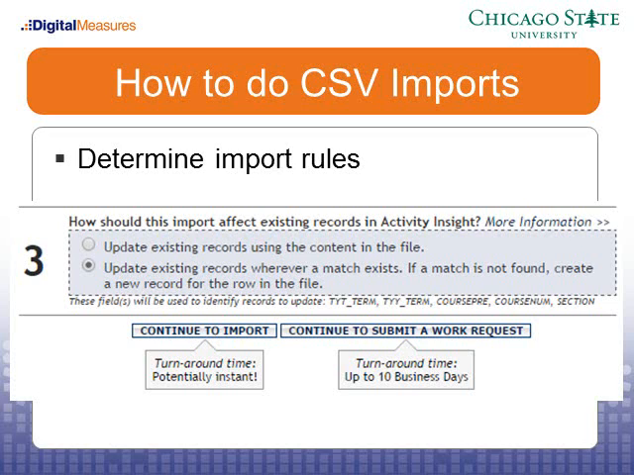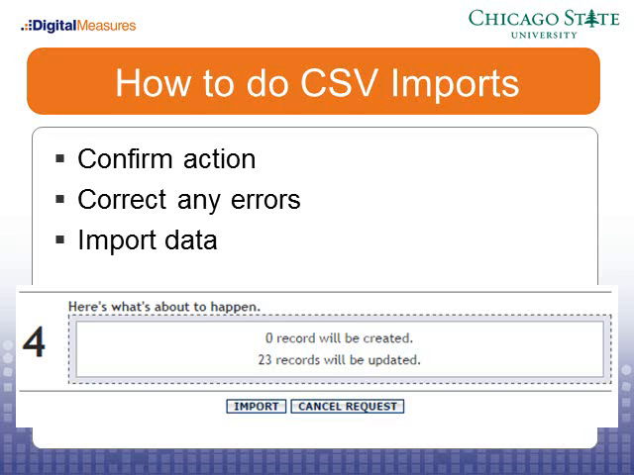And you can see below here in italics that it tells you how they're going to check to see if there's an actual match with the record. And if you have any questions about this, you do have the more information button here that you can go to, and there's a good explanation there of what's happening. You click to import, it goes and it checks, it confirms what actions are going to happen. Here 23 records are going to be updated.